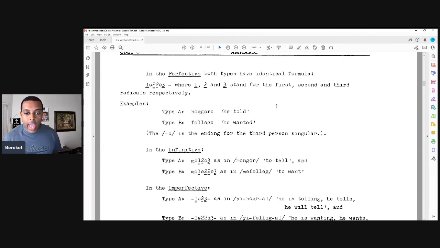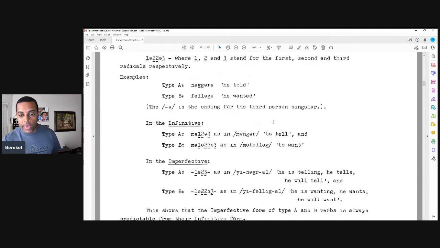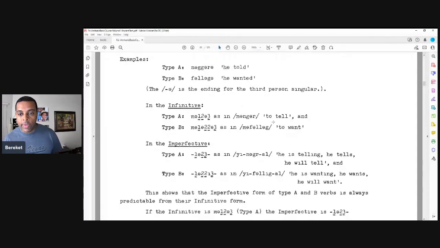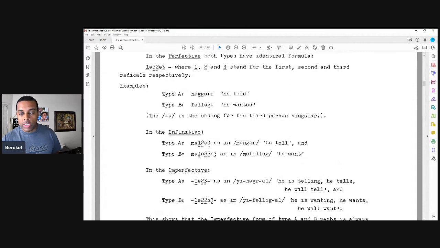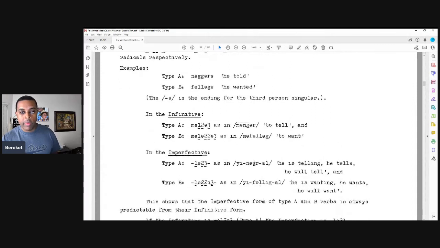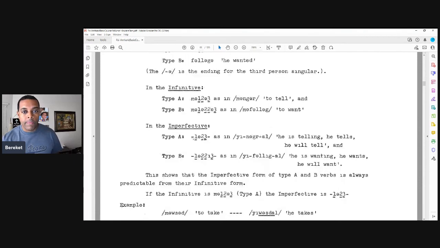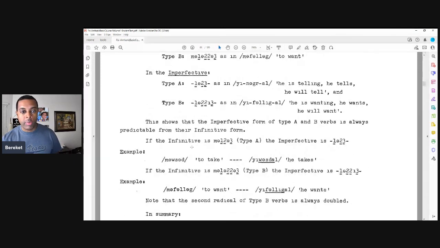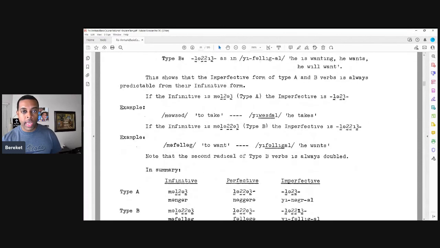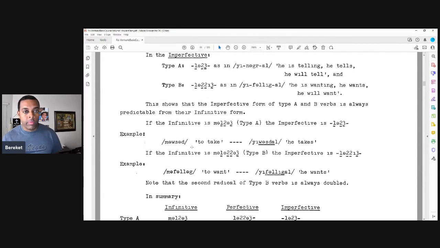But when you look at their infinitive forms, mangar, mafalag, or their imperfective forms, yinagral, yifalagal, you see that there's a difference in terms of how they're constructed, right? And that's the distinction between type A and type B. It just refers to the different ways that the vowels and the consonants are distributed. So you'll see that also in the chart a couple pages back. You can go through all the different verbs and how they differ. It runs through the three radicals first and shows you what the vowel distributions look like. So you can always treat this template as a reference to come back to.